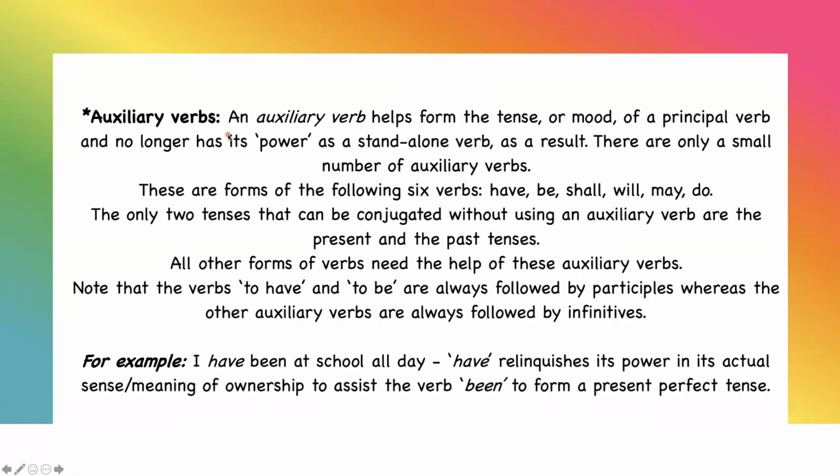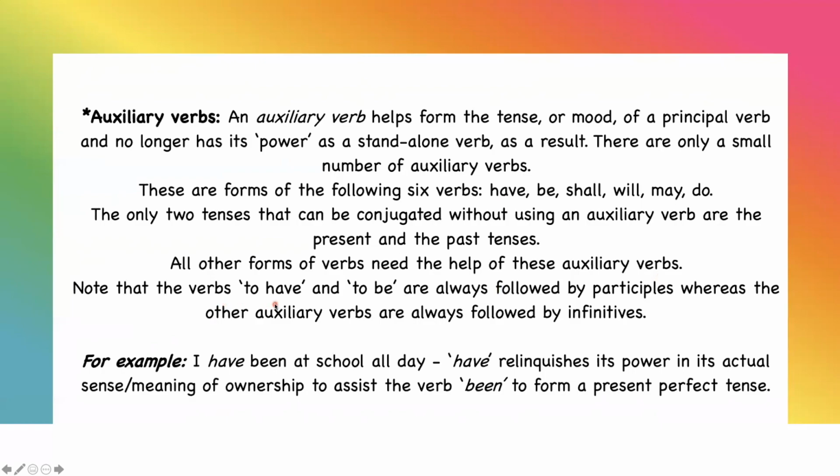We don't state the preposition at, so we could say he looked at me in the face. Auxiliary verbs. An auxiliary verb forms the tense or mood of a principal verb and no longer has its power as a standalone verb as a result. There are only a small number of auxiliary verbs. They form from the following 6 verbs: have, be, shall, will, may, and do.